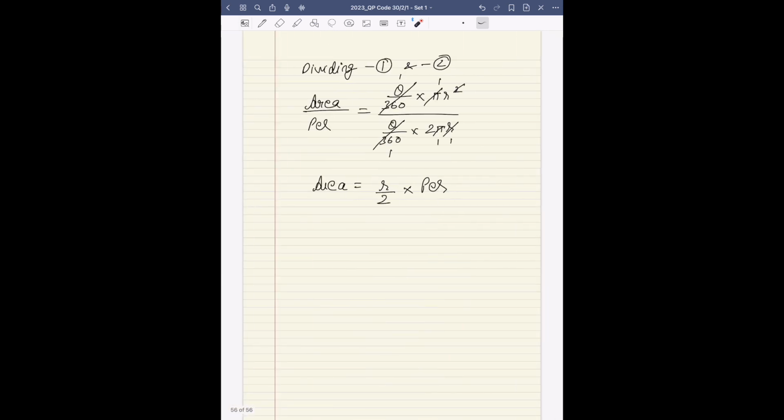Instead of that, you can do smart work. Radius is how much? It's given in the question. It is 5.6 divided by 2. What is perimeter? Perimeter is 20.10, area is 56 meter square. Not even a page. Correct?